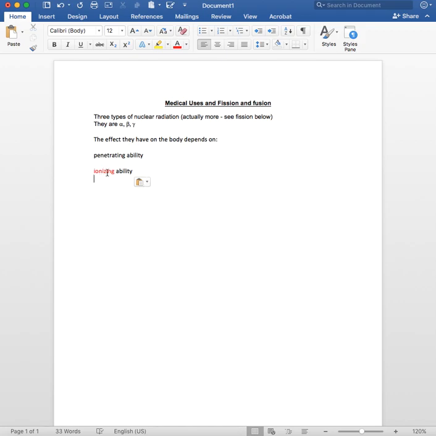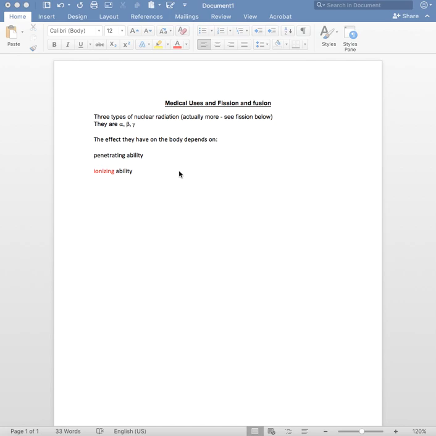Now, this term ionizing is a term that you would need to be able to define. In this particular context of radiation, it is the removal of electrons from the atom. Of course, in chemistry, it could be the addition of electrons, but in this particular context, it is the removal of electrons from the atom.